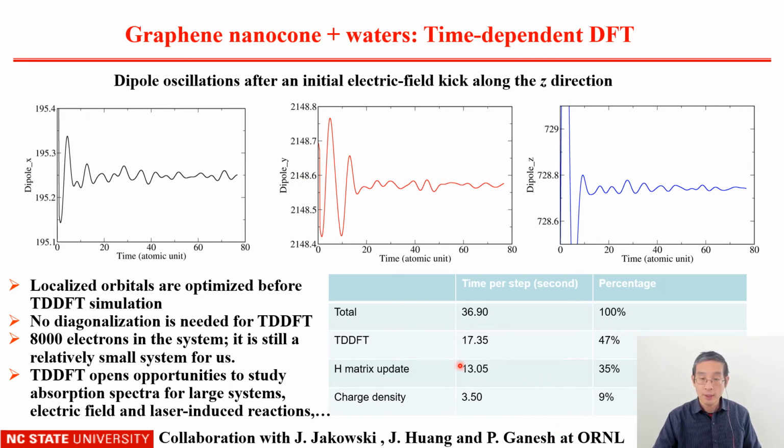Here I just show you the timing on Summit with 24 nodes. You can see the total timing per TDDFT step is 37 seconds. It's very good. And the TDDFT occupies around 50%, and the Hamiltonian matrix update and the charge density are another 50%.